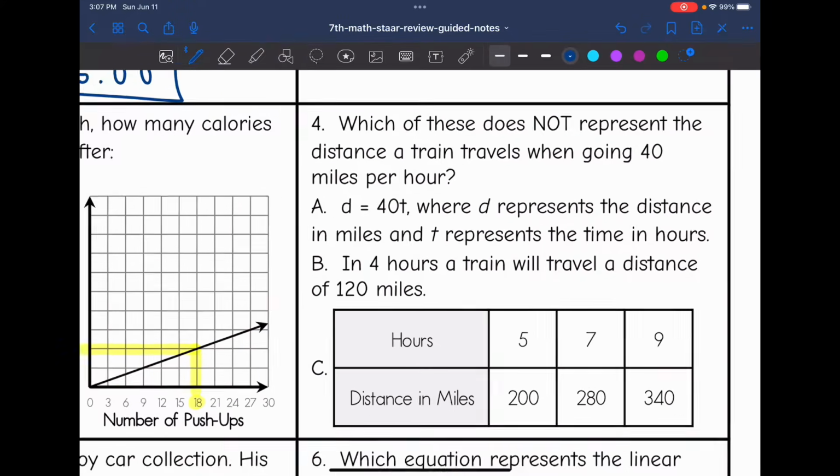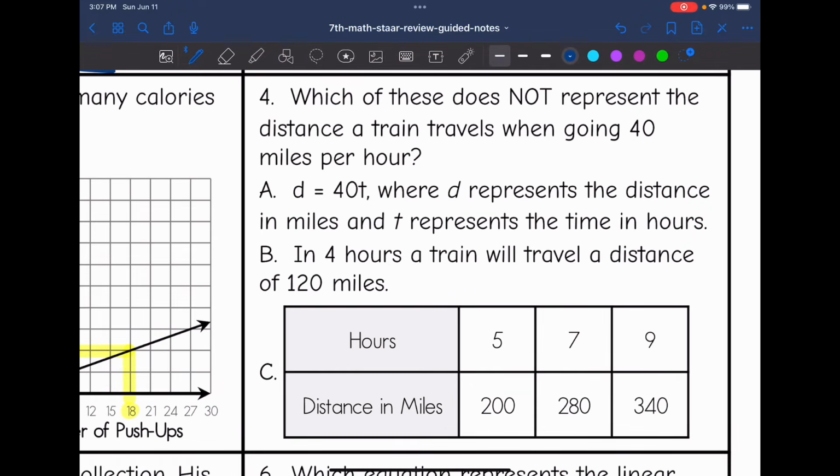Okay, number 4 says, which of these does not represent the distance a train travels when going 40 miles per hour? So we are looking for one that is not going to represent that. So A says D equals 40t, where D represents the distance in miles and T represents the time in hours. So that one would represent 40 miles per hour because you'd be multiplying the time in hours by 40 to get that distance. So this is not going to be my answer.